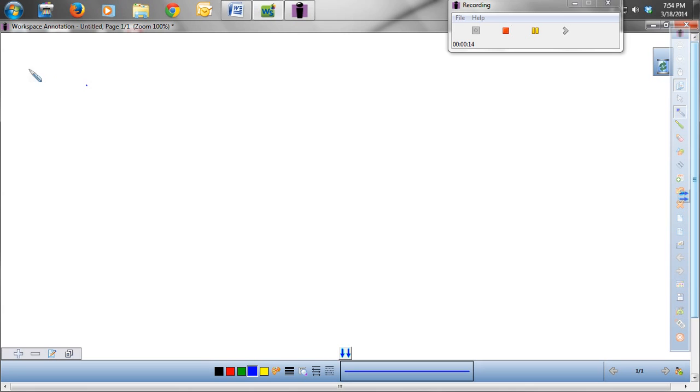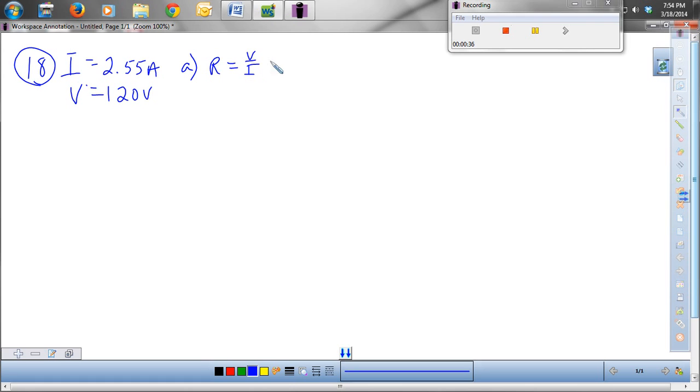And number 18 says that you have a television set that draws 2.55 amps of current, and that the voltage is 120 volts. And it asks you for the resistance of the set. Well, R is equal to V over I, as you learned in lab. So V is 120. I is 2.55 amps. So when I did that, I got my R to be 47.06 ohms.